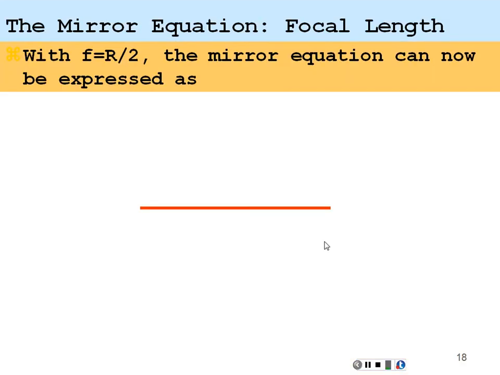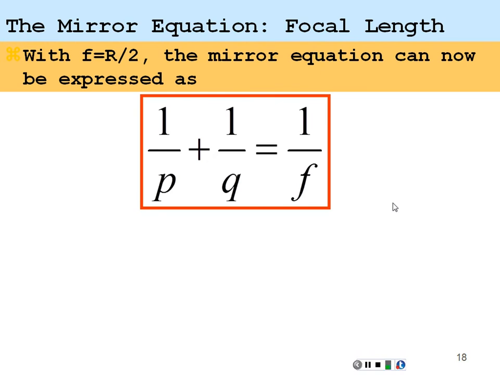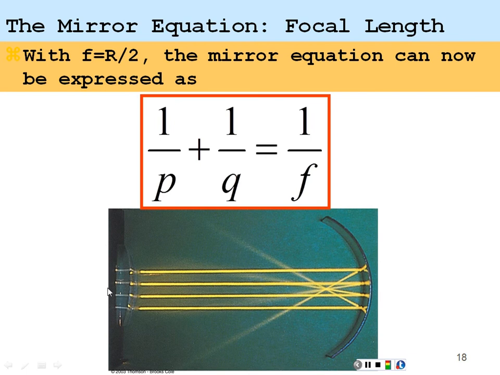then we have this nice equation. 1 over the object distance p plus 1 over the image distance q is equal to 1 over the focal length for the mirror, where the focal length is equal to the radius of curvature divided by 2. And here's an example. We have parallel rays coming in to this mirror here, and they're all converging on a point which happens to be half the radius of curvature of the mirror itself. And that distance of that point to the vertex of the mirror is the focal length.